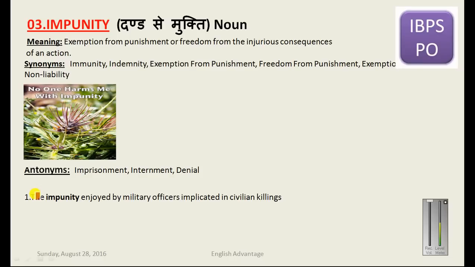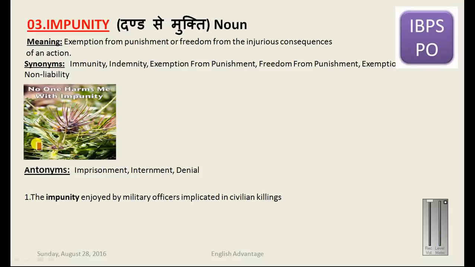So you can see this picture, and this picture indicates some kind of immunity that reads, "No one harms me with impunity." Okay, so this is the very clearly indicated picture. And antonyms for this word are imprisonment, internment, and denial. So impunity means freedom from punishment or freedom from the injurious consequences of an action. So this is the synonym, and antonyms: imprisonment, internment, and denial.